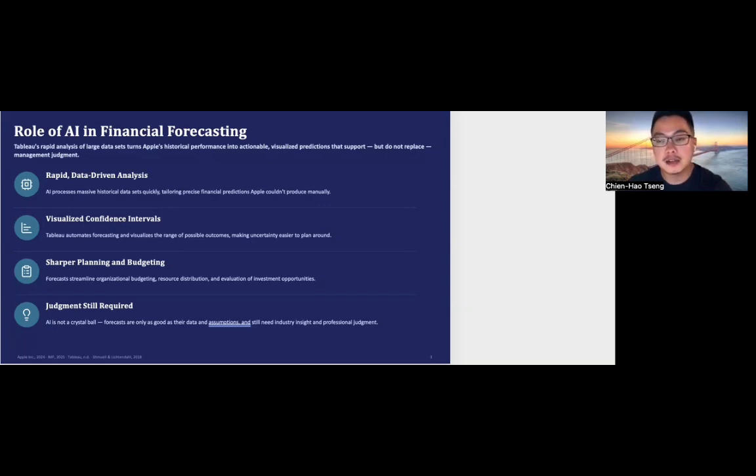Any unexpected events, such as a downturn of the economy, new competition, or a major product launch, can still affect the results. So that's why AI should be used as a decision support tool, while managers continue to apply their expertise, their knowledge of the industry, and also use their professional judgment to make financial decisions.